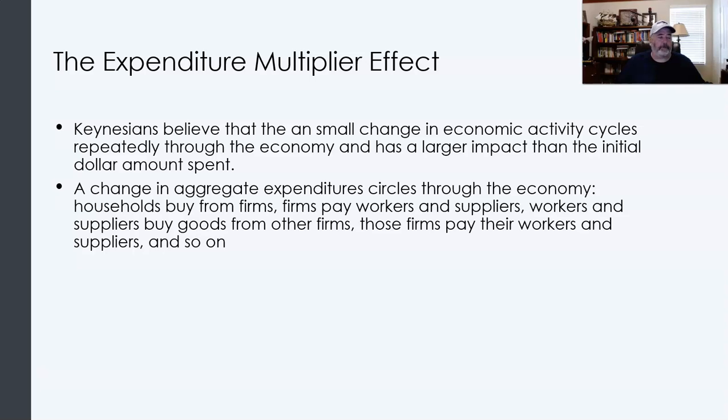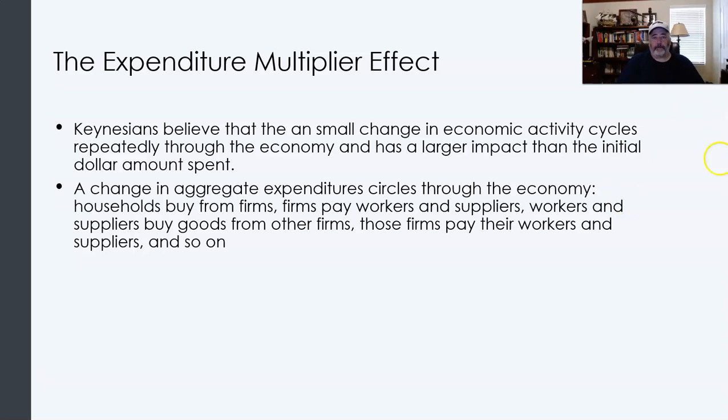We're pretty straightforward. And then this change in aggregate expenditures is going to go through the economy. It's a cycle. Remember how we had that circular flow model? So households buy goods and services from the firm. The firm pays its workers, and workers buy goods from other firms. These firms pay their workers, and so forth and so on. And away we go.